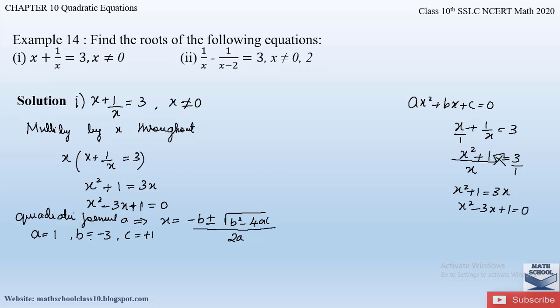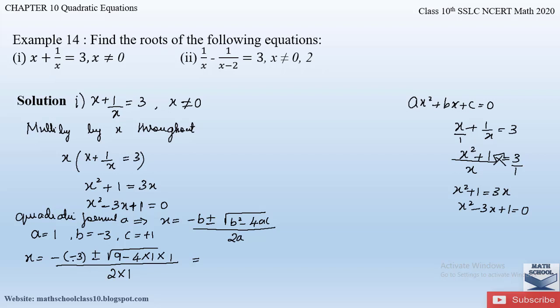So let us substitute the a, b and c values in the quadratic formula and find out the roots. So x is equal to minus of b, which is minus 3, plus or minus square root of b square. What is the square of minus 3? Minus into minus will be plus, and 3 square is 9, minus 4 into a, which is 1, into c, which is again 1, divided by 2 into a, which is again 1.